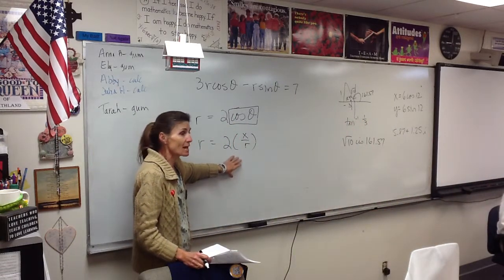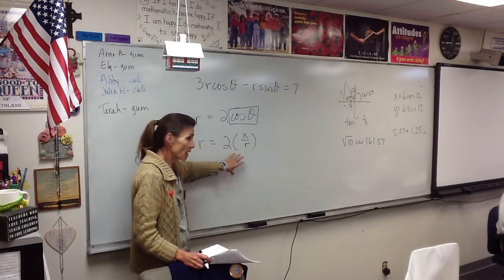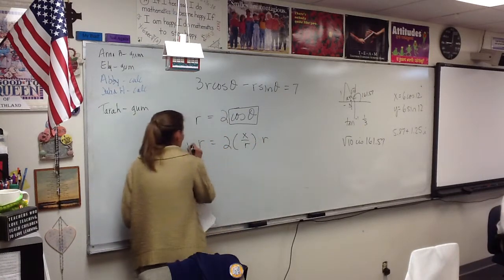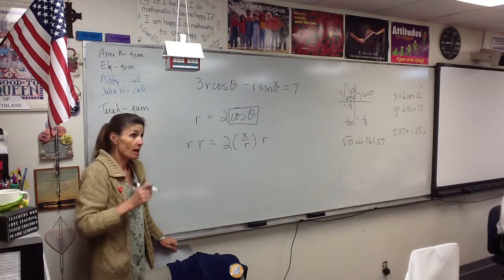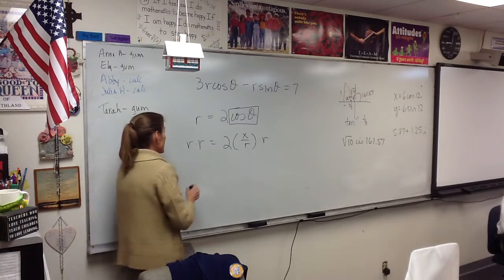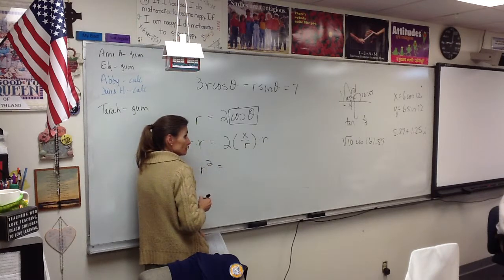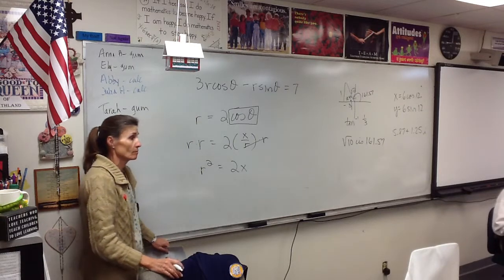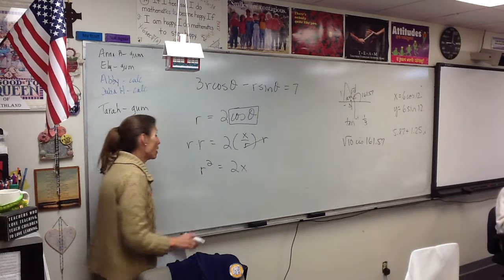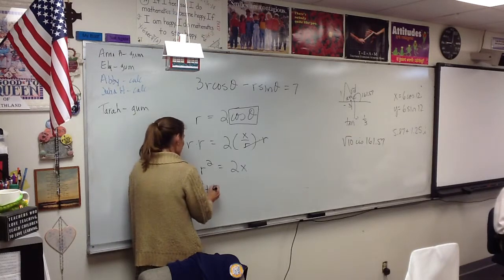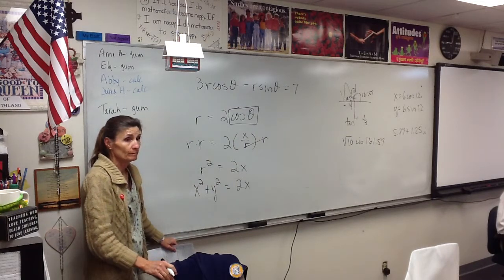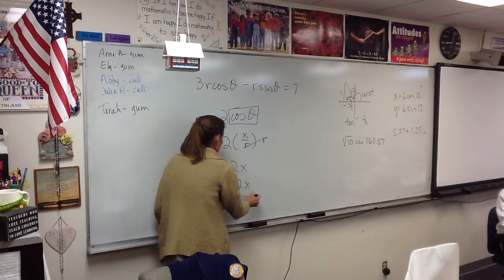So what did I say to do next? Get rid of the fraction. And you will do that in this problem by multiplying by R. Right? So R squared will equal 2X. R squared is X squared plus Y squared. You memorized that also. And you're done. That's it. That's your rectangular equation.